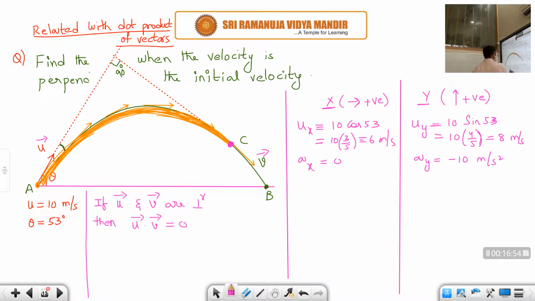And then calculate the dot product. So first I'll write the u vector. What is the u vector? The u vector is nothing but ux i cap plus uy j cap. Correct or not?